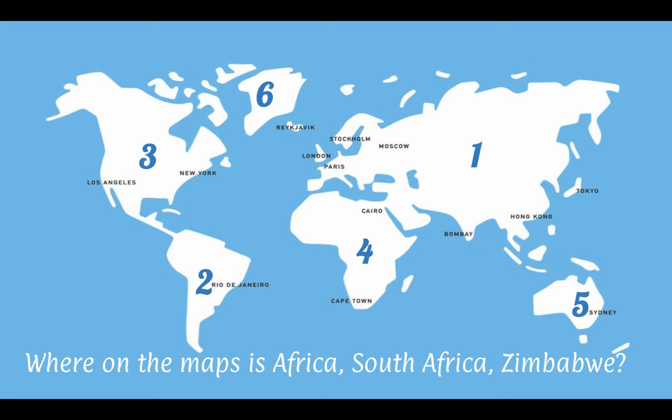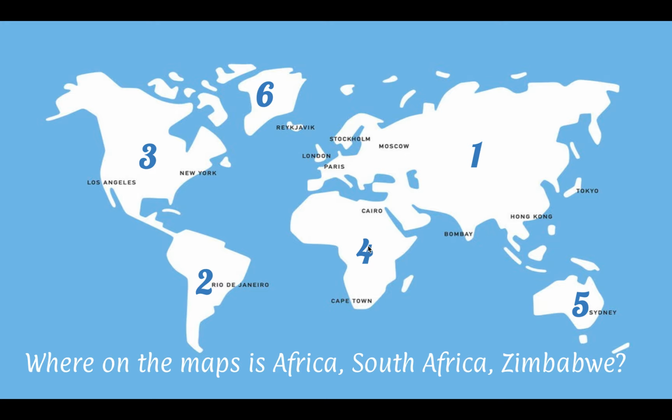Hello everyone, today we're going to start by playing a game. So as you can see, we have a map of the world and I want you to guess where on this map is Africa. So is it number 1, number 5, number 4, number 6, number 3 or number 2? If you guessed number 4, then you are correct.